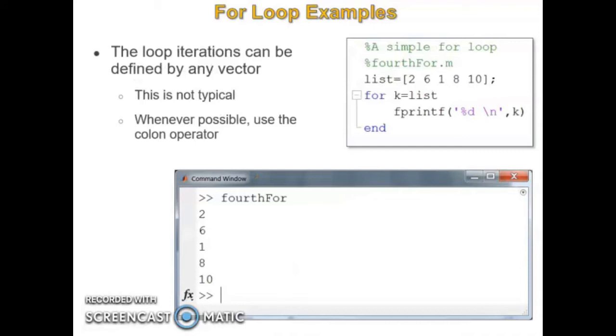The loop iterations can be defined by any vector. This is not typical. Whenever possible, use the colon operator. For this example, we have a list of vectors: 2, 6, 1, 8, and 10. In this example, all we need is to print all the numbers inside the vector. So here is the output in the command window: 2, 6, 1, 8, and 10.